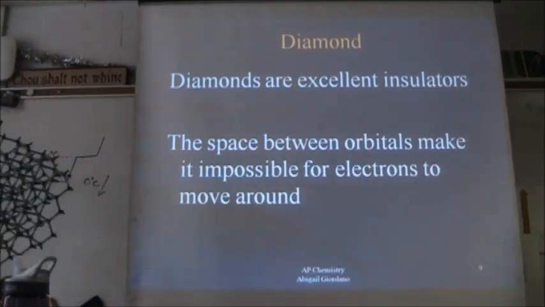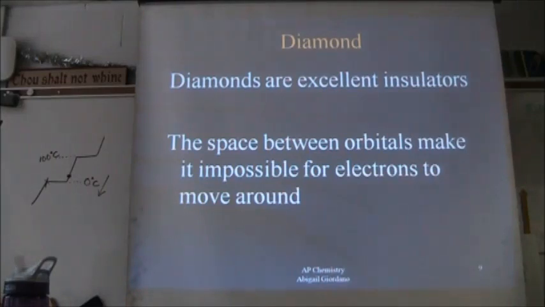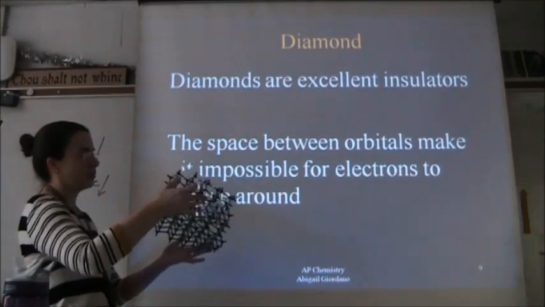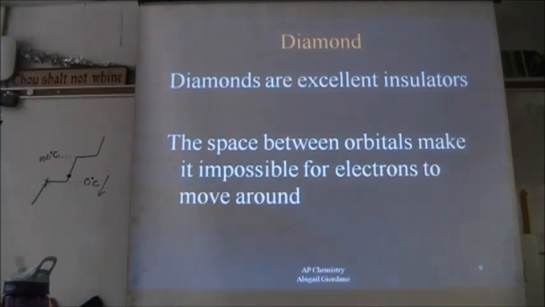If we had unlimited resources, we should make all of our travel coffee mugs out of diamond. We should build all of our homes out of diamond. Despite the fact that you'd be living in a see-through house, whatever. Doesn't matter. Because there's no room for these electrons to move around, diamonds are excellent insulators. I'll pass this around. We're hands-on today.